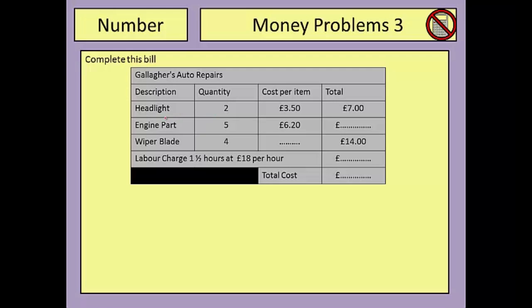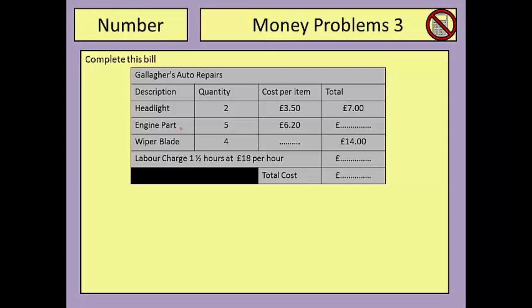Your first one is a fully complete example that just shows you how the bill works. So there's a quantity, 2 headlights, each one costs £3.50 and the total for these is £7, 2 lots of £3.50. Then they'll want you to work out missing bits of information in the rest of the bill. So let's have a look at this one then.